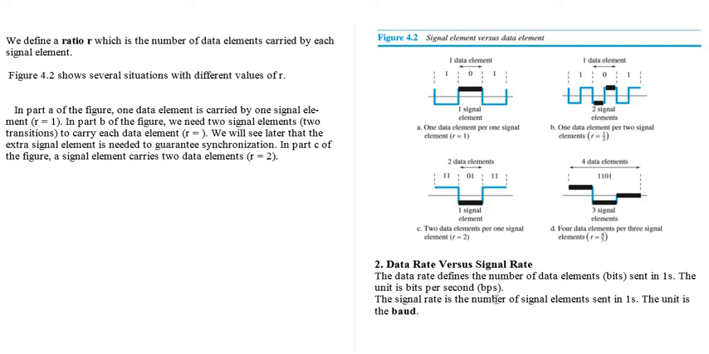Whereas in signal rate, the unit is baud. Signal rate is the number of signal elements sent in 1 second. The number of data elements sent in 1 second is called the data rate. The number of signal elements sent in 1 second is called the signal rate. The unit for data rate is bits per second, whereas the unit for signal rate is baud.